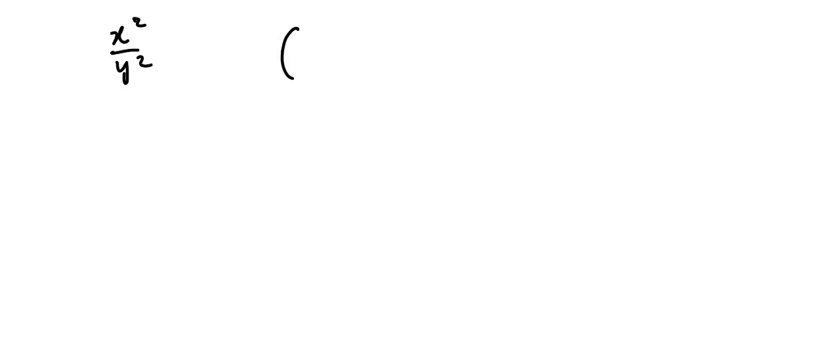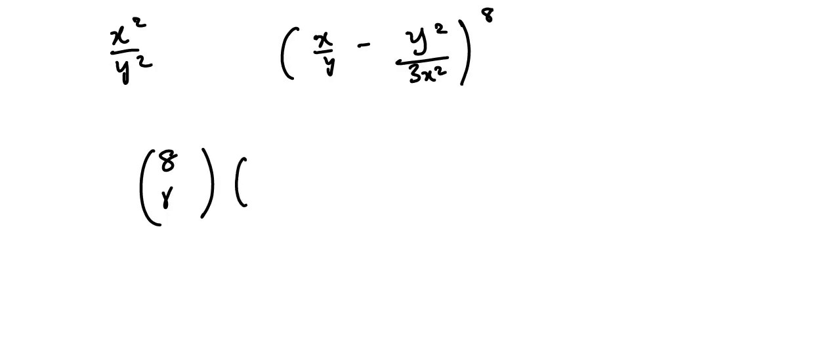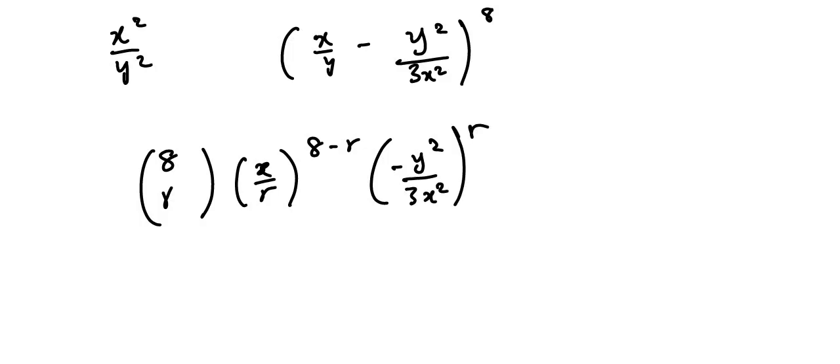So we have x over y minus, this is y squared over 3x squared, then to the power 8. So we're saying 8 choose r, then x over y to the power 8 minus r, times negative y squared over 3x squared to the power r. Here we're just going to equate this to x squared over y squared. That's what we are going to do.